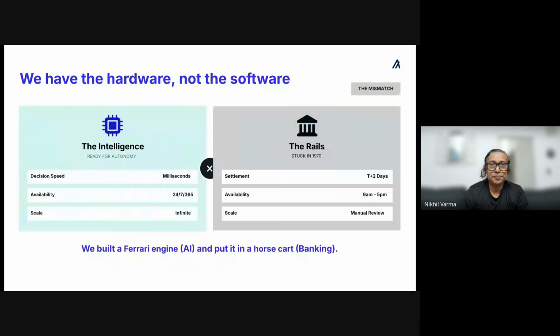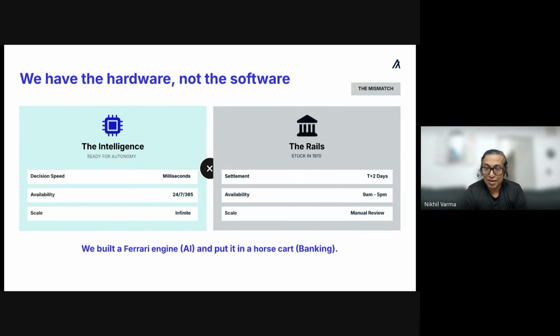Next slide, please. So essentially, we have all the hardware, okay? We have AI, we have global outreach, but the key problem over here is that we are all driving a Ferrari, but actually we have put a Ferrari engine in a bullock cart.